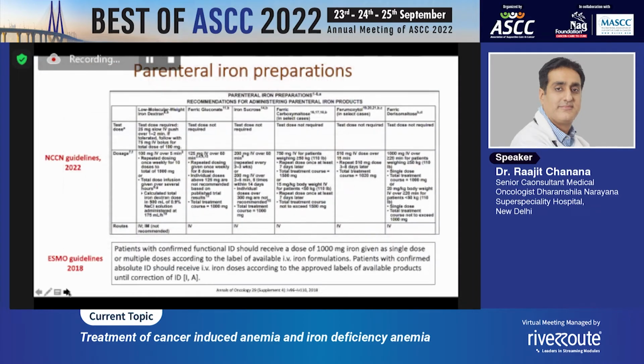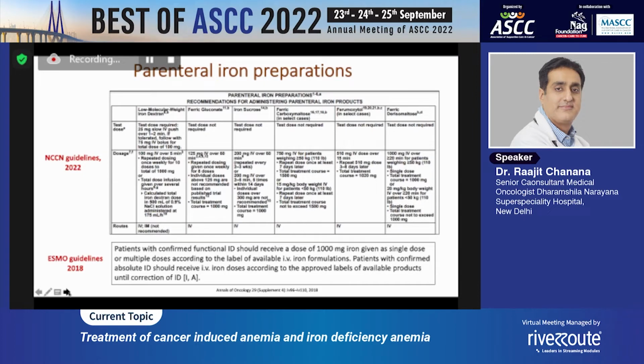So what are the various iron preparations that are available? Low molecular weight iron dextran, ferric gluconate, iron sucrose, ferric carboxymaltose, which is the most commonly used that we generally use in our clinical practice. And the dosage of ferric carboxymaltose is 750 milligram IV for patients weighing more than 50 kg, and the dose can be repeated once at least 7 days later. Total treatment course is around 1500 milligram.